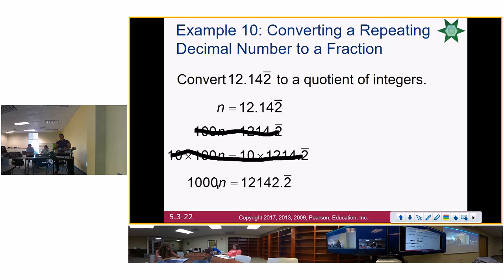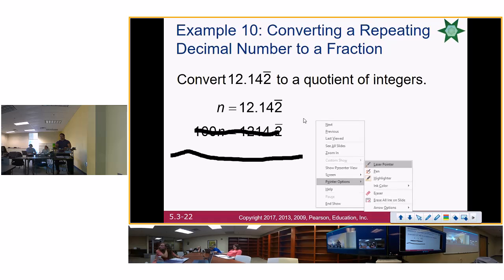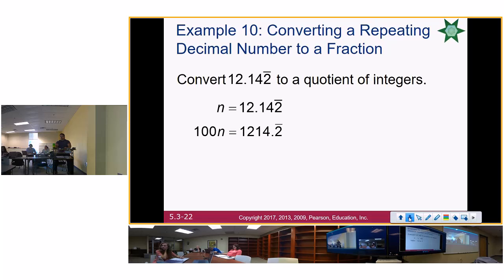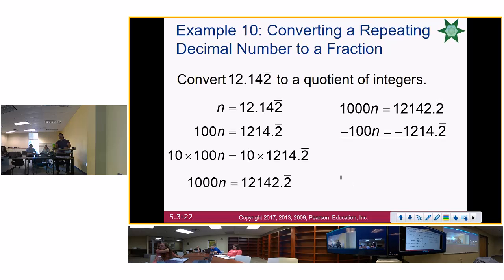And 1,000n minus 1n is 999n. And then they're going to subtract it from the 100. That might be how they did it. Let me go back. Wait, hold on. They're going to subtract the 100n from the 1,000n. Yep, that's what they're doing. There are two different ways you can do it. You could subtract the 1n from the 100n, or you could subtract the 100n from the 1,000n.